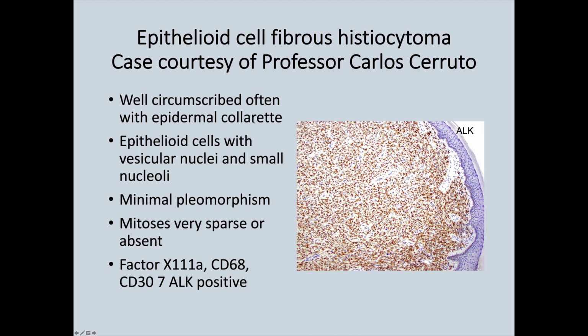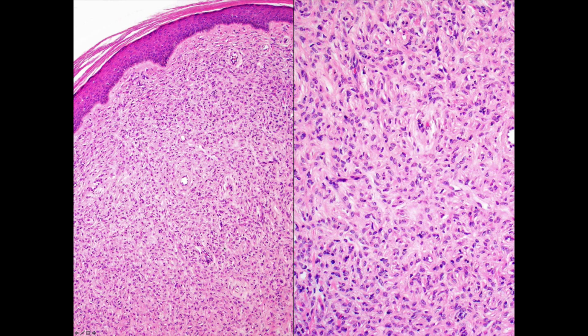Sometimes one can see an epidermal collarette around these lesions, which is a very characteristic feature, but you don't always see it. You don't see spindle cells in epithelioid cell fibrous histiocytoma. I suppose that's almost a definitional thing, isn't it, really? And mitoses are very sparse. And nowadays we know these tumors express ALK, so that makes life very easy.